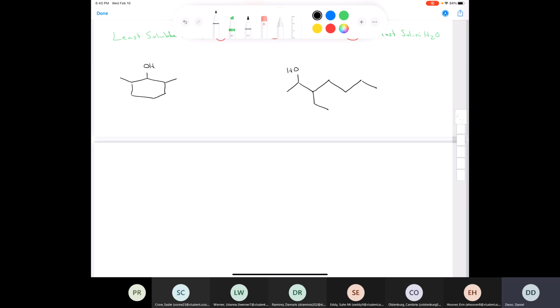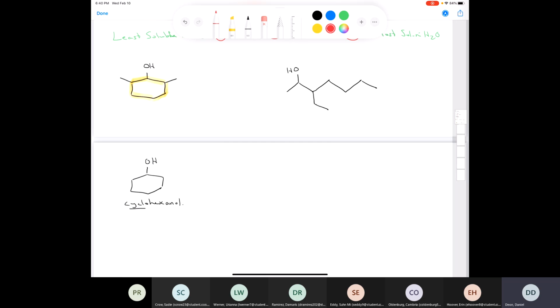Okay, well, let's get started. Sadie, thanks for putting up a couple of names there. Let's give the first one a try. You're definitely in the right vein. We've got 6 carbons in the main chain, don't we? We have a 6-membered ring. Now, if we just had a 6-membered ring with a hydroxyl, that would be called cyclohexanol. So we don't want to leave out that cyclo prefix.